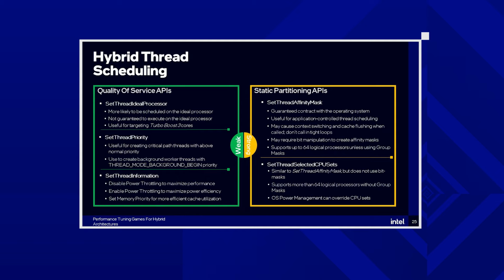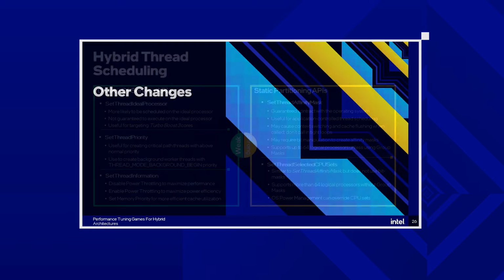The static partitioning APIs we have are SetThreadAffinityMask and SetThreadSelectedCpuSets. So in addition to SetThreadAffinityMask, we have SetThreadSelectedCpuSets. This is my preferred API. It's very similar to SetThreadAffinityMask, but it doesn't use bit masks. It supports more than 64 logical processors without group masks. And the OS power management can override CPU sets, which is a good thing.